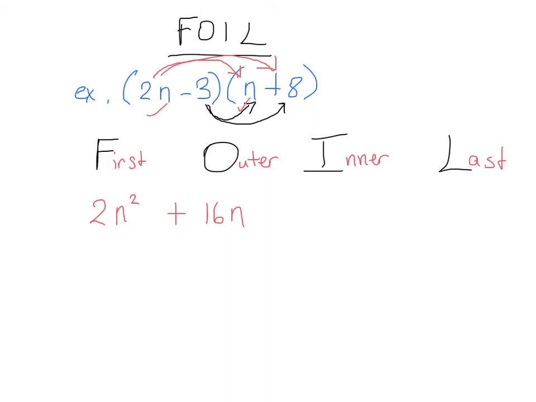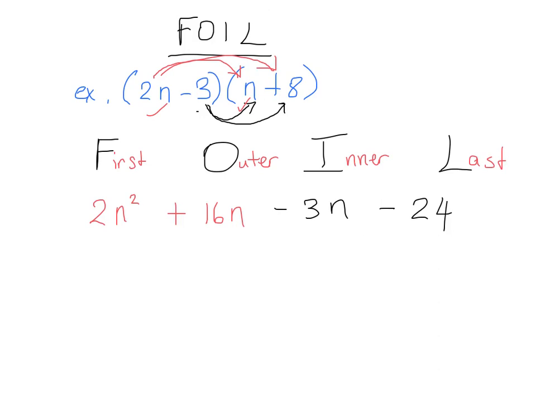Now we can do our inner terms, the two terms inside that are close to each other. And when we do our inner terms, we get minus 3n. And finally, we can do our last terms, that negative 3 and that 8. So now we're multiplying negative 3 by 8, and we get, not plus, we get minus 24.